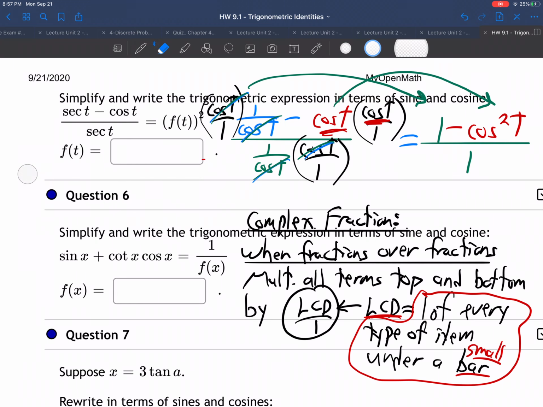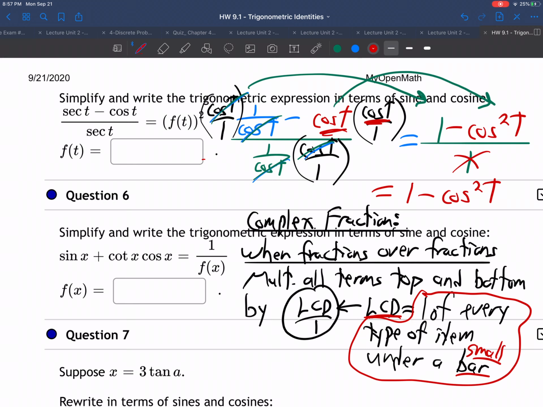And this stuff right here, 1 over 1 is just 1, and 1 over 1 is just 1, and cosine squared over 1 is just cosine squared, right? So in the same way, right here, this just becomes 1 minus cosine squared, because that 1 on the bottom is irrelevant. 1s on the bottom don't change anything, we ignore them. So this is 1 minus cosine squared.